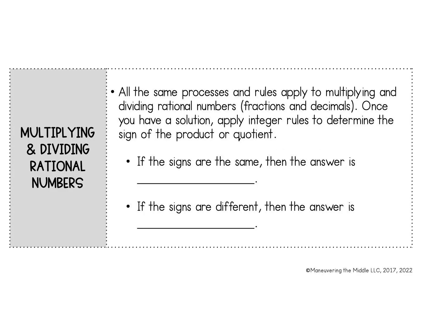Hey, Mrs. Watson here. Today we're going to talk about how to multiply and divide positive and negative decimals. All the same processes and rules apply to multiplying and dividing rational numbers, which are fractions and decimals. Once you have a solution, apply integer rules to determine the sign of the product or quotient. If the signs are the same, then the answer is positive. If the signs are different, then the answer is negative.